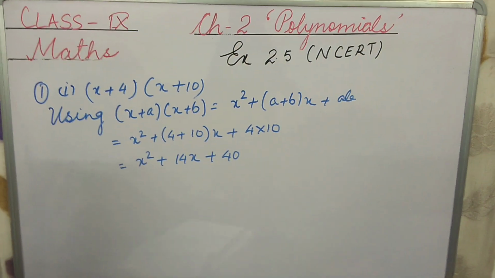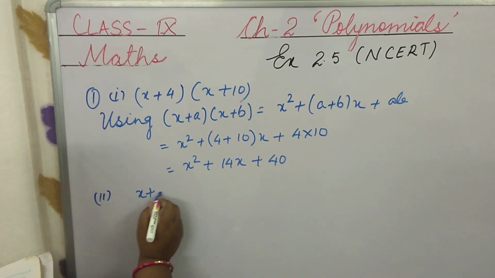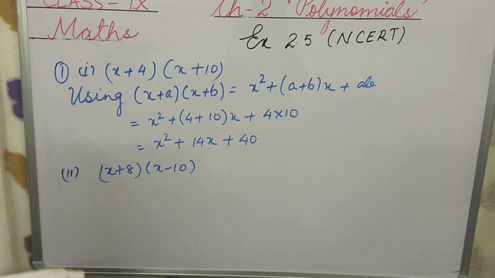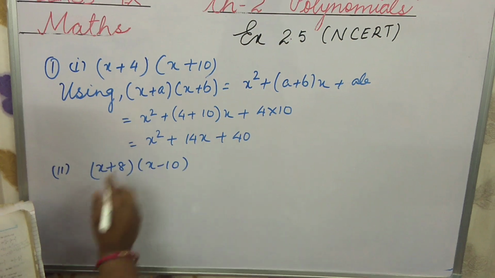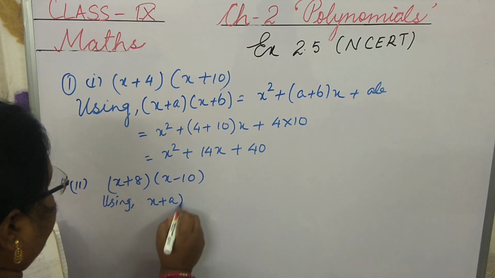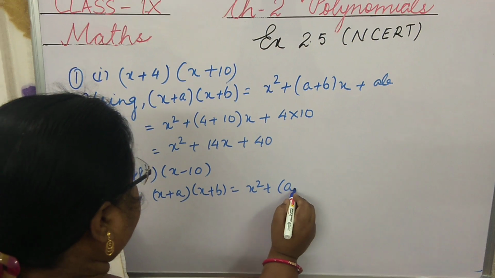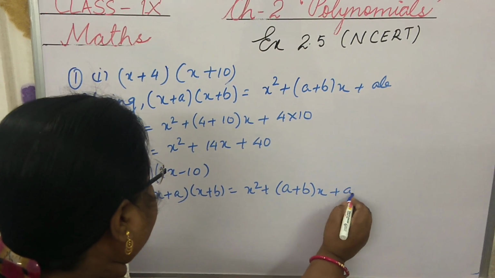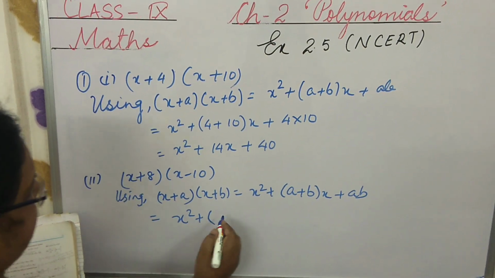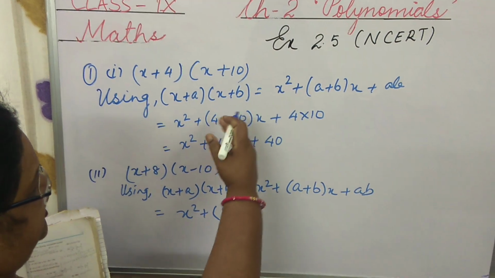Now let me do another question. The second one, (x + 8)(x − 10). Now again here we will be using the same identity, because again it is in the form of (x + a)(x + b), that is equal to x² + (a + b)x + ab. What is a over here? 8. And what is b? It is minus 10. Okay, this is the difference between this question and the previous one.